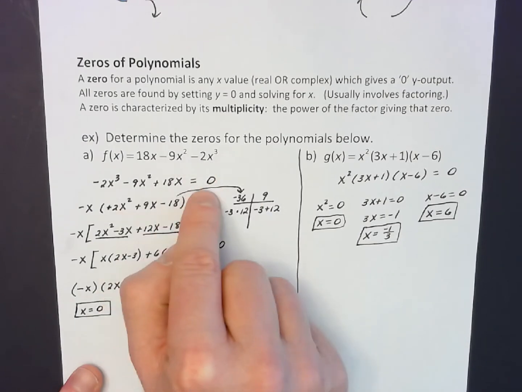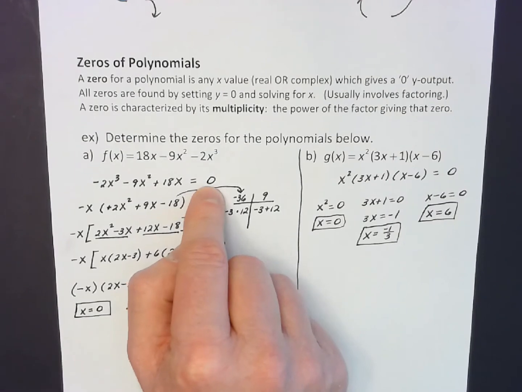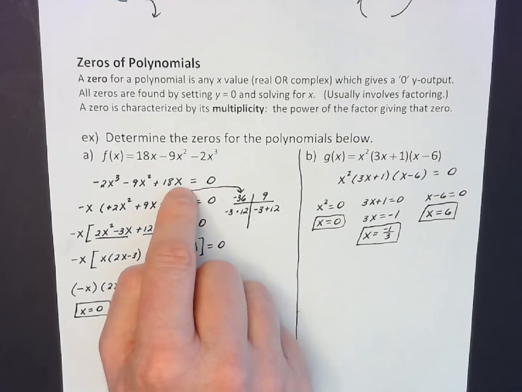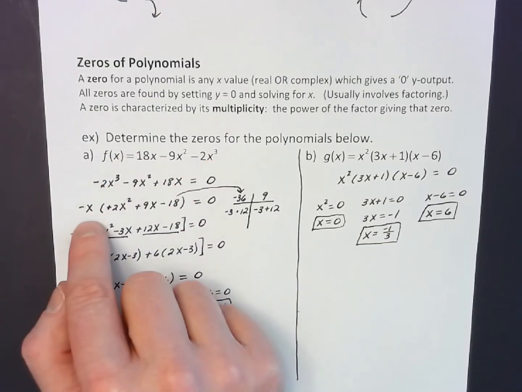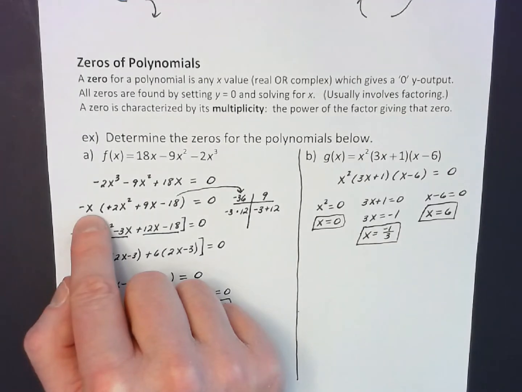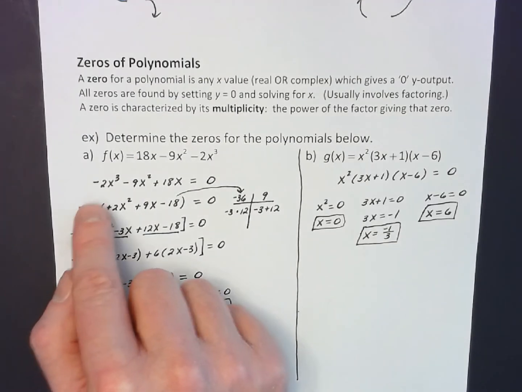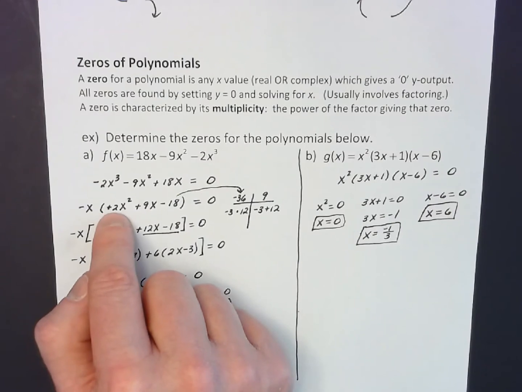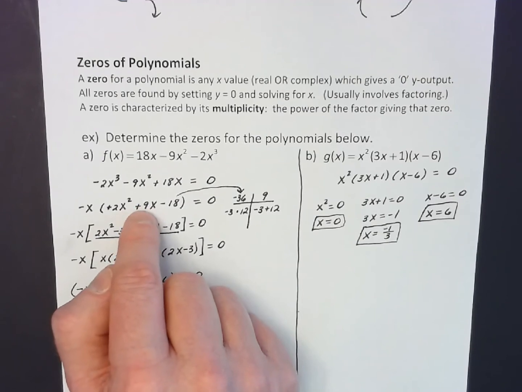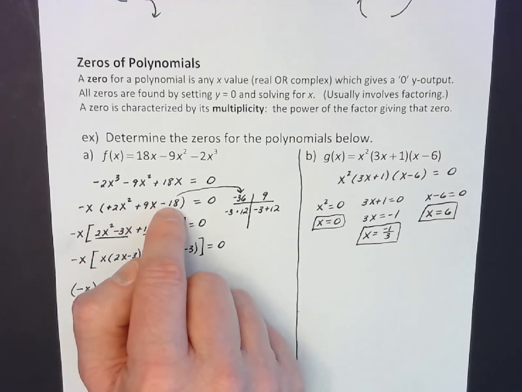I set the function equal to 0. Now this one's not too easy to set equal to 0. I have some factoring to do. So you notice the first thing I did is I rearranged it in descending order. Then I factored out an x. In fact, I factored out a negative x so I could make that leading coefficient a positive 2 instead of a negative 2. I didn't want to start off with a negative. So I have a positive 2x squared plus 9x minus 18.